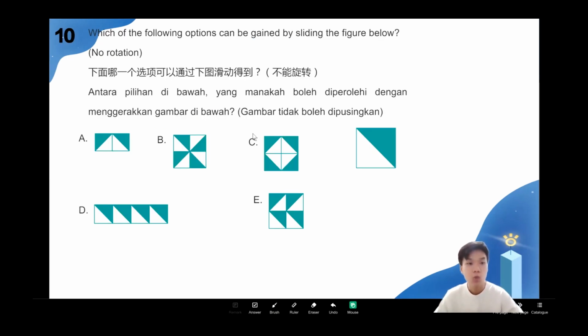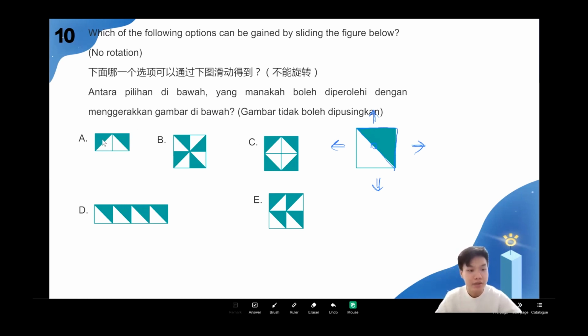Question 10. Which of the following options can be obtained by sliding the figure below? This is the picture below, where we can slide left, slide up, slide right, and also slide down. No matter how we slide, the shaded part will always be at the top right.